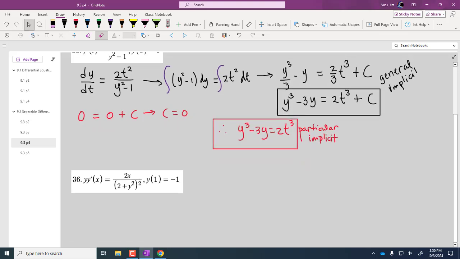All right, you all try 36. On the test, again, it's going to tell you whether you can do it explicitly or implicitly. Hypothetically though, if we did do an implicit particular where we could do an explicit particular, how many points would we be down?